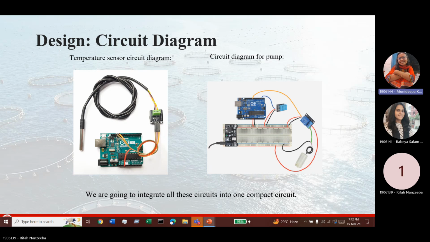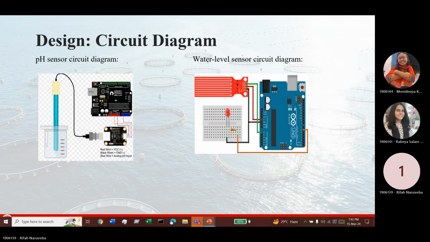These are the circuit diagrams that we have implemented in our project. Here in the first picture, we can see the circuit diagram for the water level and the waterproof temperature sensor. Next slide. And these are the circuit diagrams for the pH sensor and the water level sensor. Now, 139 will present the presentation.